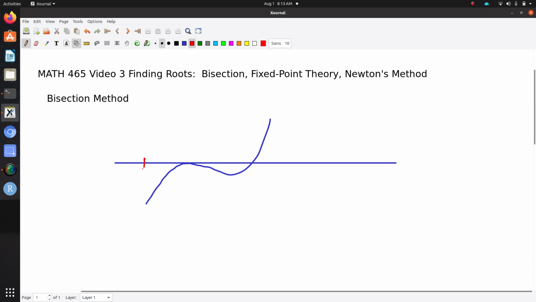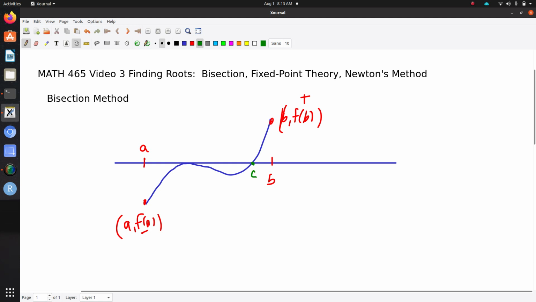So let's say, for example, this is A and this is B on the axis. Then this is going to be B, f of B, and this is going to be A, f of A. Just for example, in this case f of A is negative and f of B is positive. And the root that we're looking for, let's just label this C, just for the sake of argument.